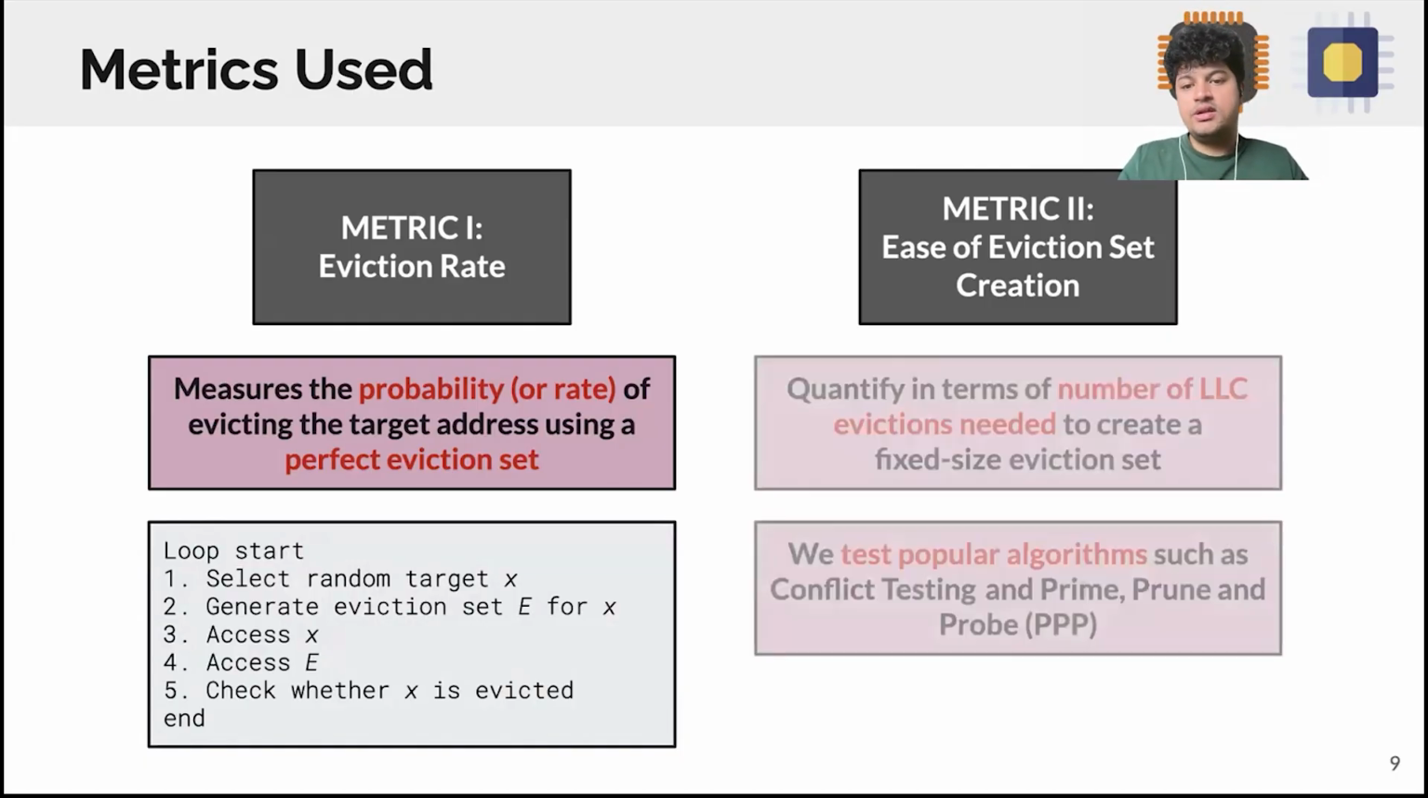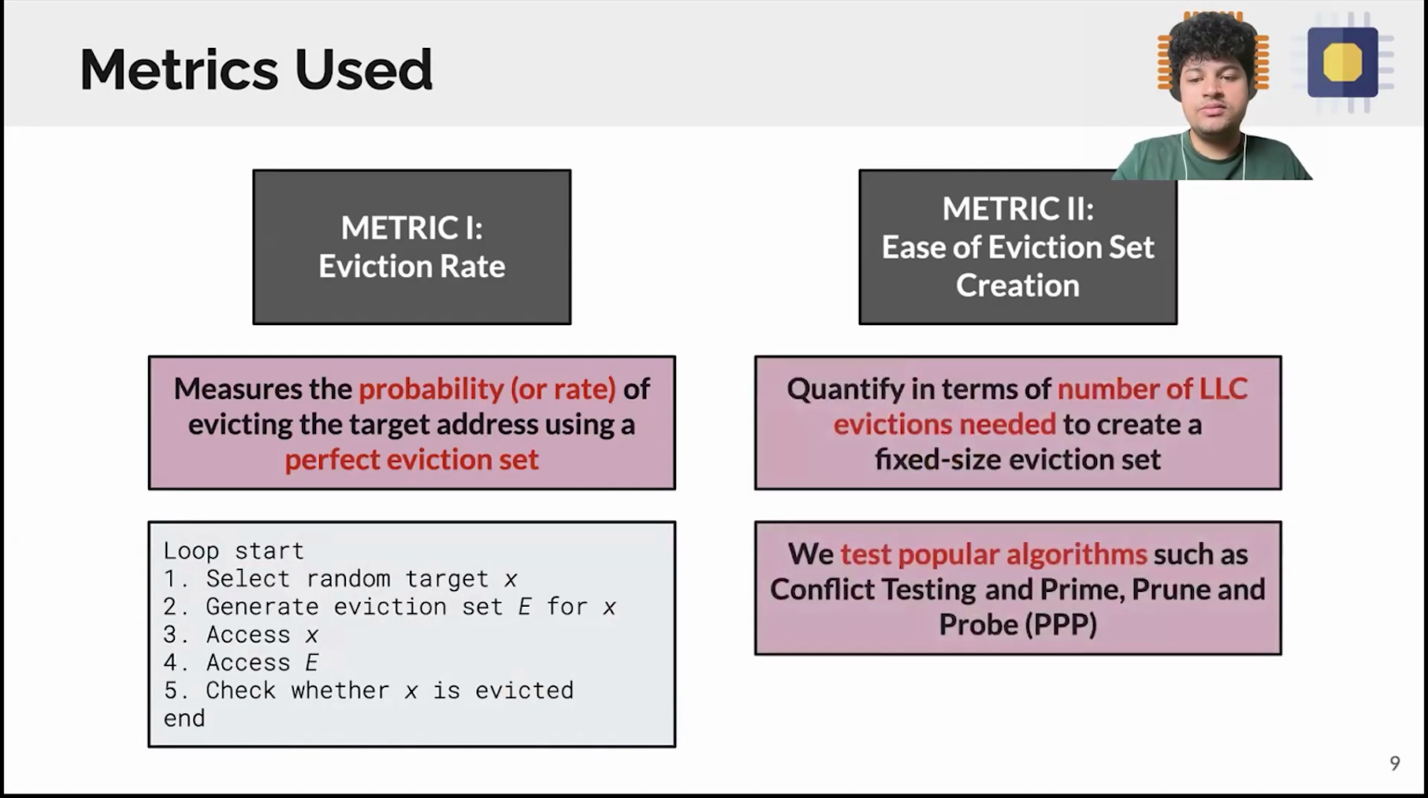The second metric actually quantifies security in terms of the number of LLC evictions needed to create a fixed size eviction set. So this is where the algorithm comes into the picture, and we test popular algorithms such as conflict testing and prime and probe to quantify our security results.